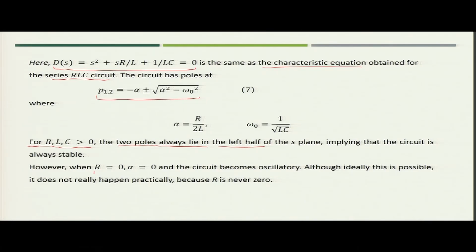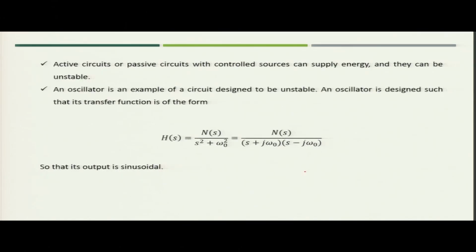The critical condition which we discussed was that when R is equal to 0, the damping coefficient would be 0. In that case, the circuit will become oscillatory. Now, there are certain circuits, like active circuits or passive circuits which contain controlled sources which can supply energy, and that is why they can be unstable. The oscillator is another example of such circuits, which is designed to be unstable, because it will not die out to some constant value when the time t tends to infinity.